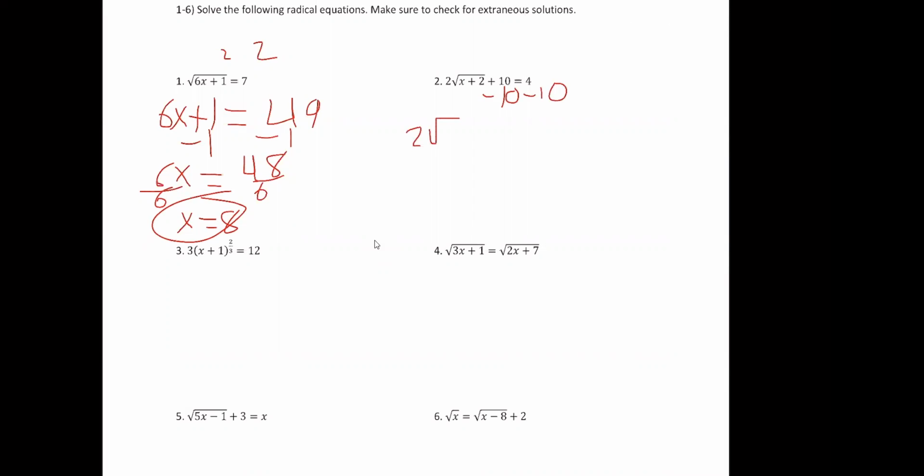So you have 2 square root of x plus 2 equals negative 6. You want to get rid of this 2, so that's multiplication, so you divide. So then you have the square root of x plus 2 equals negative 3. And now you have a question that's basically what we just did in number 1. Square both sides. Just be careful when you square it.